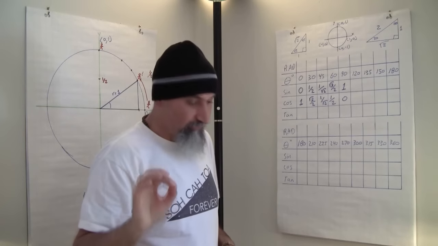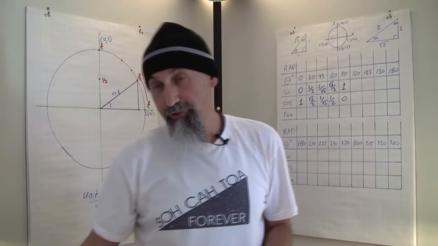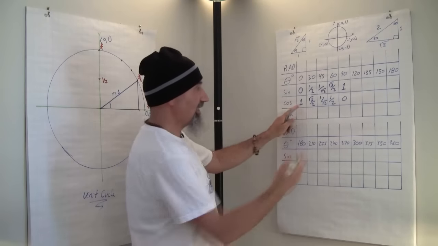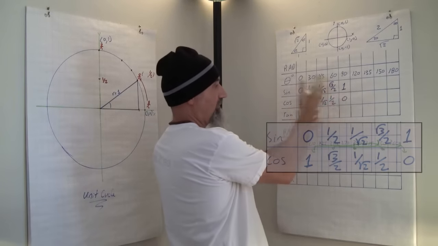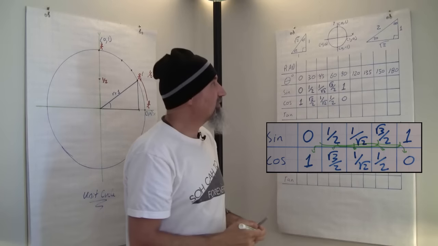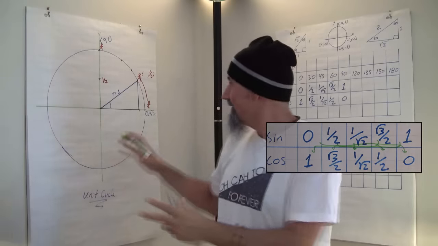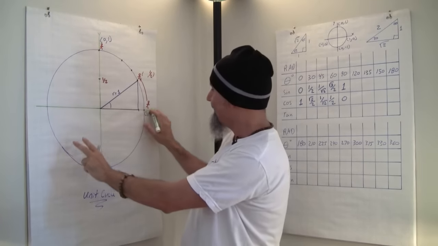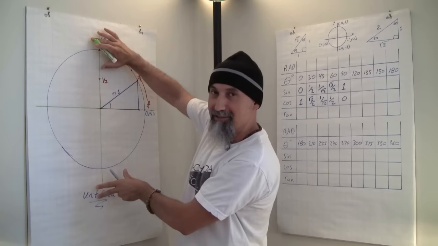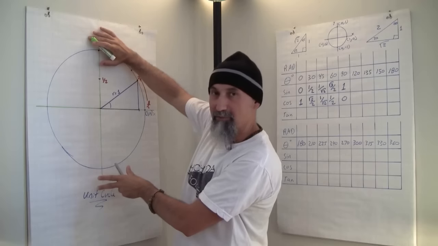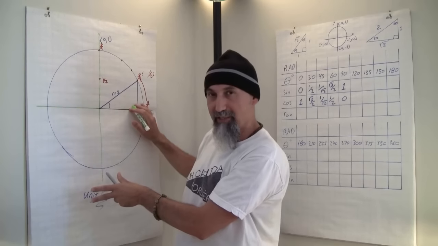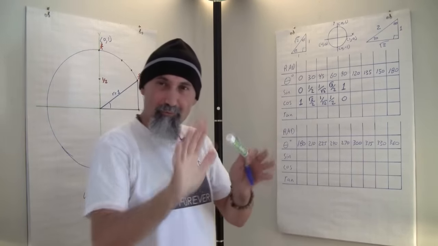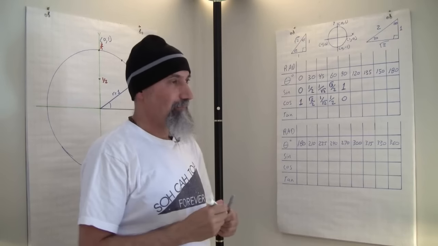Now, one of the first symmetries you should be noticing is that cos and sine are mirrors of each other. If you take a circle, and this is our y-axis and that's our x-axis, and rotate it 90 degrees, the x-axis becomes the y-axis and the y-axis becomes the x-axis. So it's a mirror of each other, or a rotation.